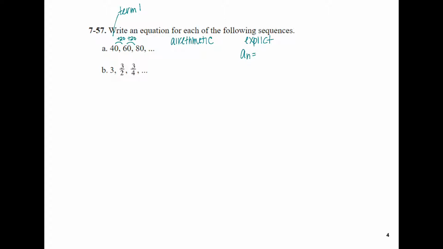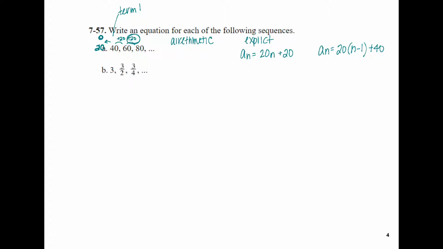Our sequence is changing by adding 20. So our rate of change goes next to our variable. And then we need to find our zero term. So the inverse of adding 20 would be subtracting 20, which would tell us the zero term is 20. So we would just put plus 20. To write this as a recursive sequence, if we are given a specific term number, we can say a sub n is equal to 20 times n minus 1 plus 40.